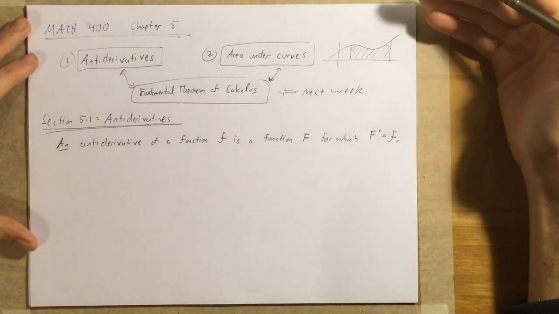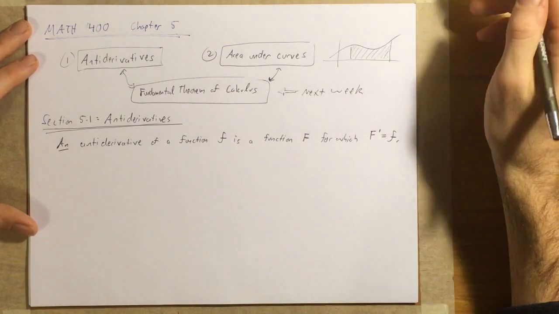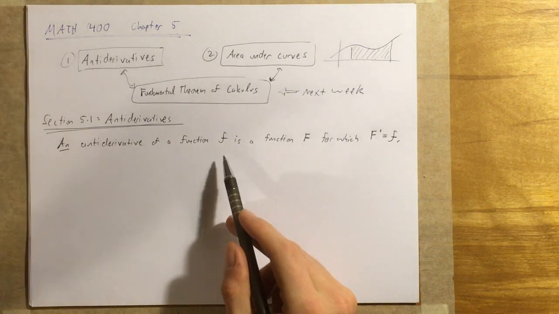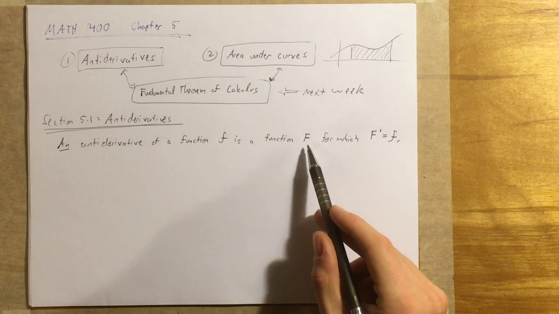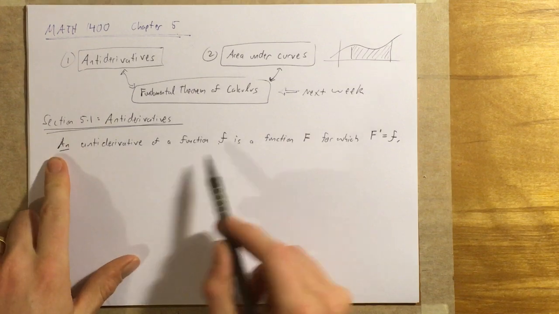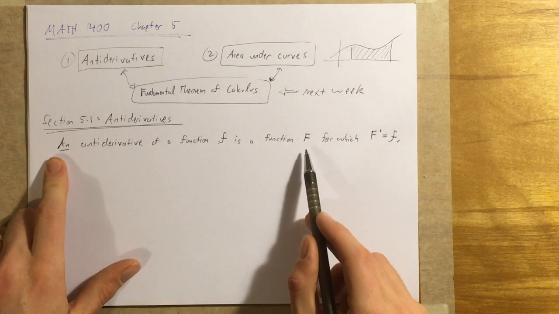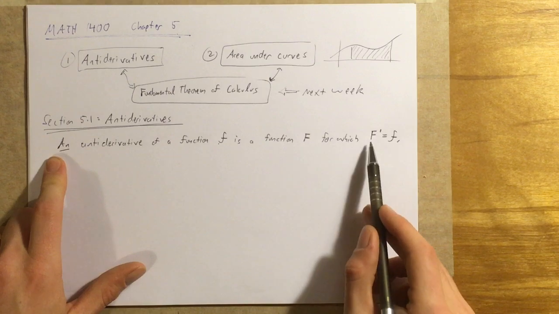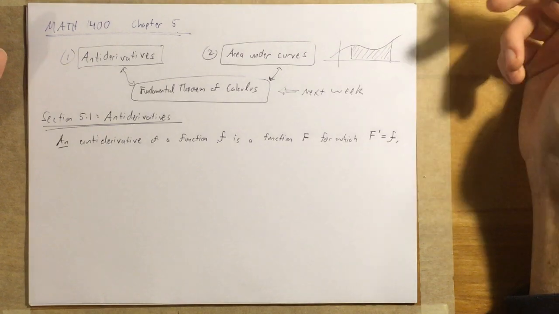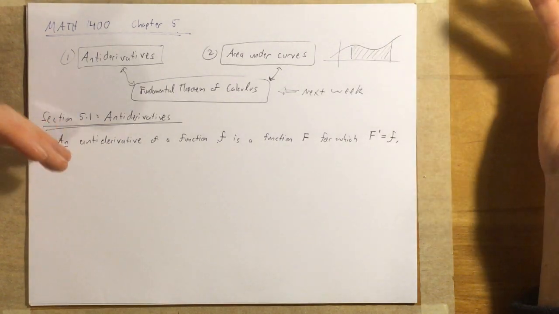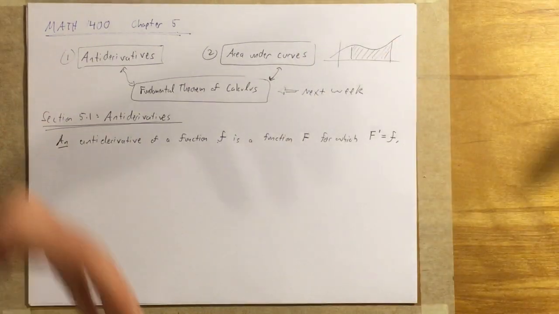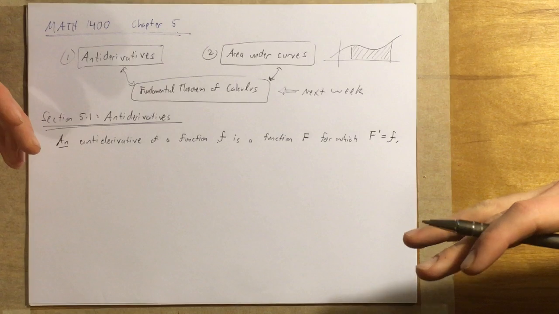We're going to start by learning about antiderivatives. So let's start with a definition. An antiderivative of a function f is a function capital F. Notice the original function's being called lowercase f, and the antiderivative is being called capital F. And it's a function for which capital F prime equals lowercase f. So this is literally just the opposite of a derivative. You take a function, its derivative is its instantaneous rate of change. The antiderivative is a function going backwards, where it's a function whose derivative equals the one you started with.